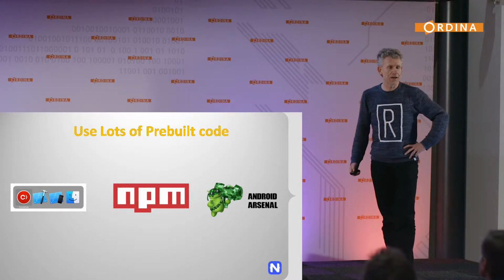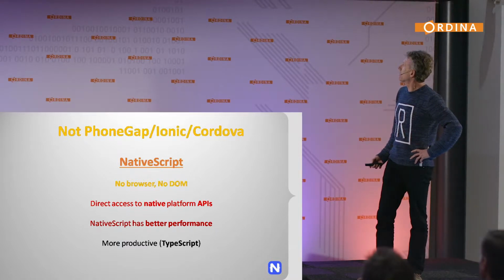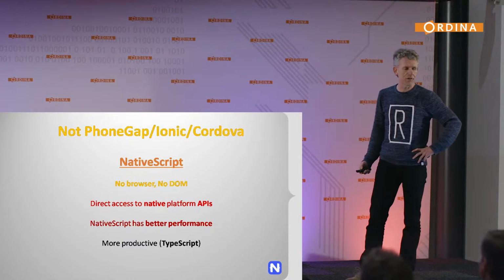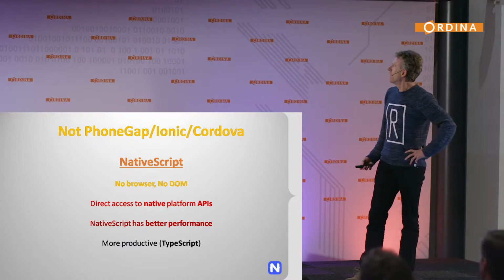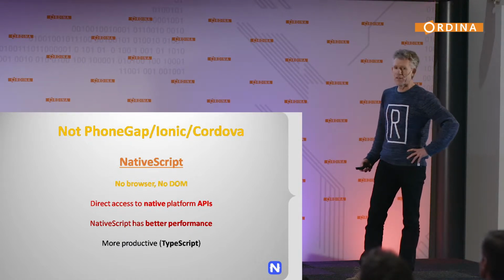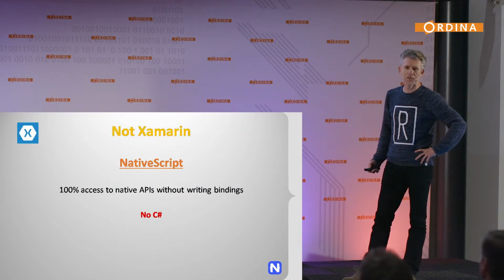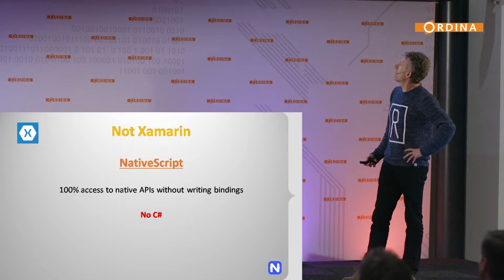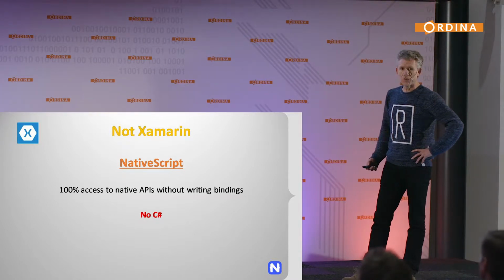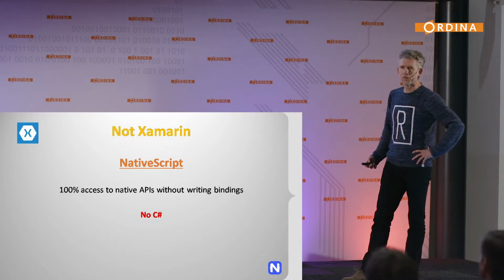NativeScript is not PhoneGap and Ionic, as I said. NativeScript does not use any browser or DOM. It has direct access to every API. The performance is quite good, and it is more productive. It's not the same as Xamarin. You have 100% access to the native APIs. NativeScript is tied to JavaScript, but Xamarin is more tightly coupled to C#. It is not useful for the web also.